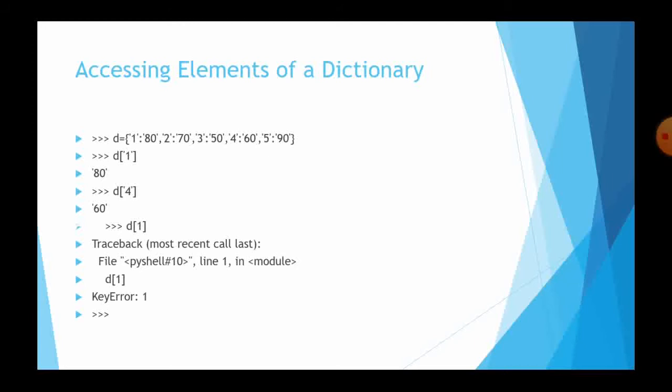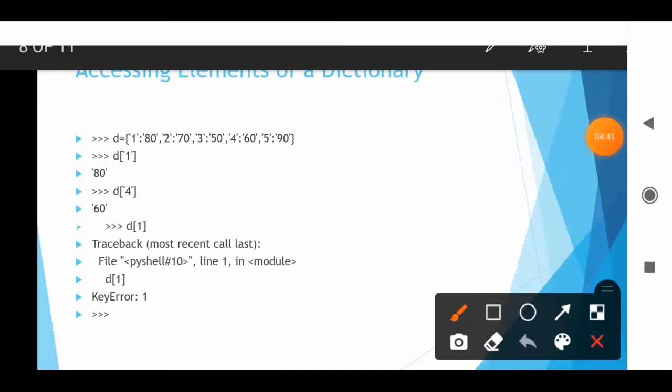How to access the elements of a dictionary, like list, tuples, string? We can access the dictionary elements also. For example, D equal to some values, the key value pairs they have created. D of 1, that means it is a what? Key. Key 1. So it will display the value of the key. What is the value? 80. The next, T of 4. What is the value here? 60. It will display the value.